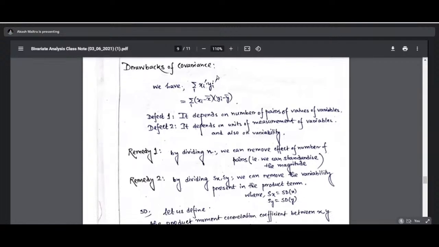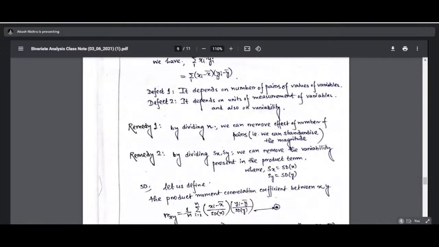So what we do here, by dividing by Sx and Sy, we can remove the variability present in the product term. You are already familiar with the standard deviation of x and standard deviation of y. What is the measurement of standard deviation? It measures the dispersion from the data points available. So it measures the variability present in the data points.